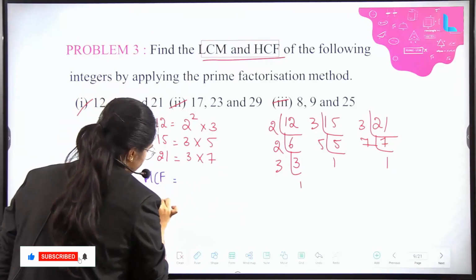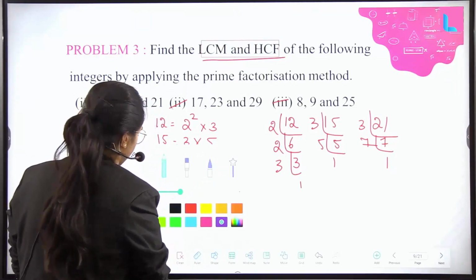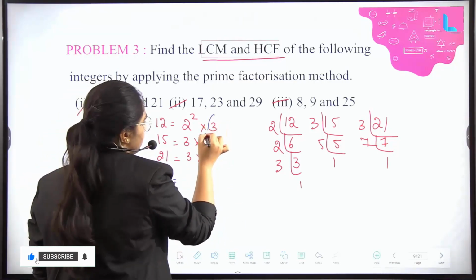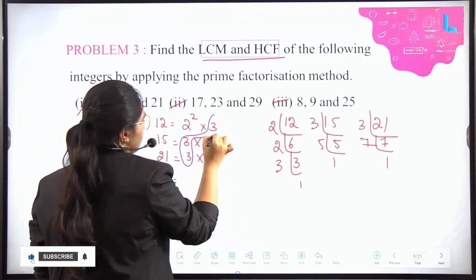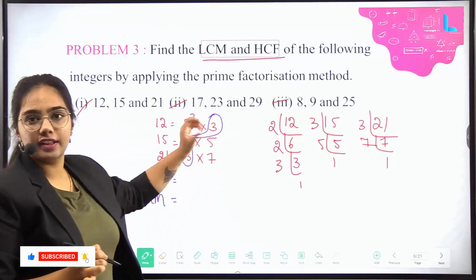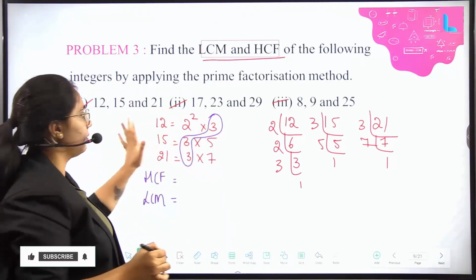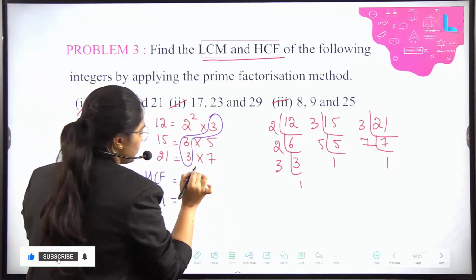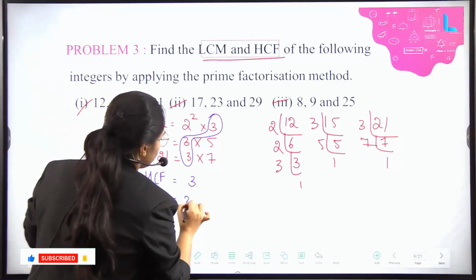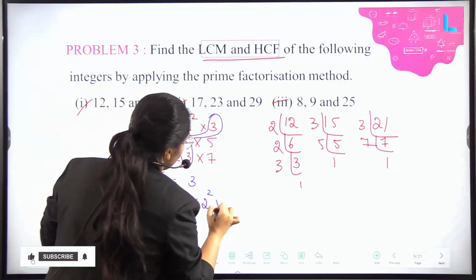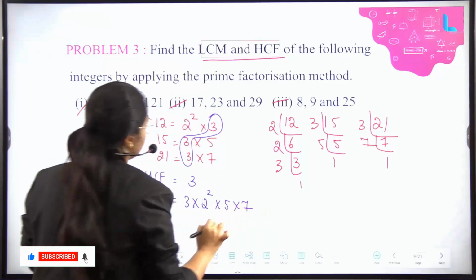HCF, LCM. Only the number 3 is common in all the three numbers. So HCF is just 3. LCM is 3 into 2 square into 5 into 7.